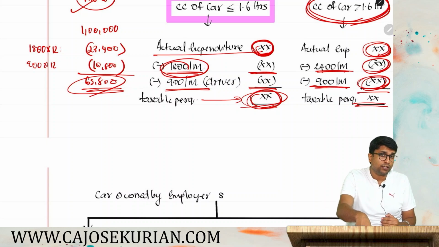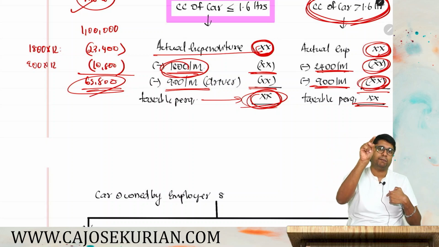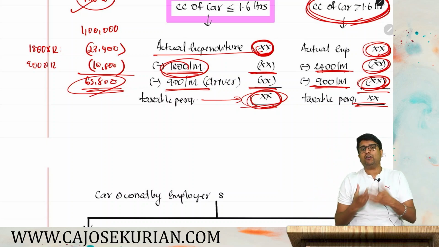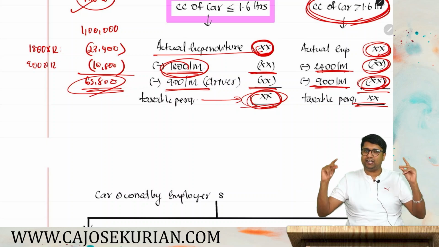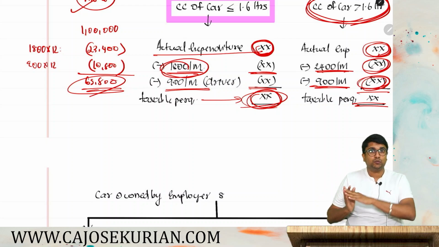So I'll repeat that particular point again, friends. Car owned by the employee, maintenance and running charges met by the employer. If the car is used for official purpose, no personal benefit, nothing taxable. If used for personal purpose, the actual running and maintenance charges met by the employer are taxable. Car is used for official as well as personal.